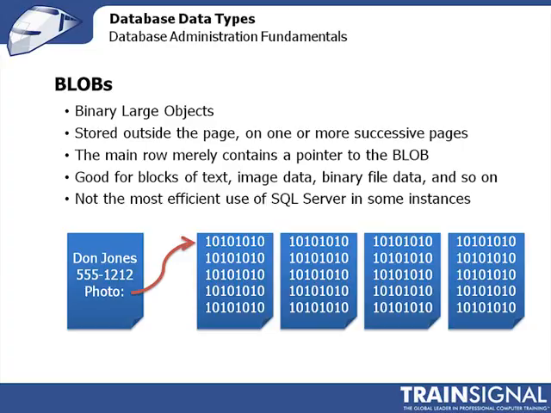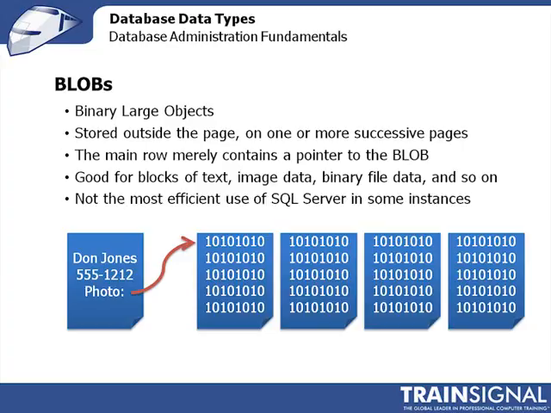Skip right to the bottom of this where I've got the diagram. You can see that in the left-hand page, I've got my main row data. I've got a customer name, maybe it's employee name, I've got their phone number, and then I've got a photo, but that photo is going to take up way more space than will fit within this 8 kilobyte page. So instead, I'm not going to store the photo's binary data inside the page. I'm instead going to point to one or more successive pages that store that binary information. So the main row merely contains a pointer to the blob.